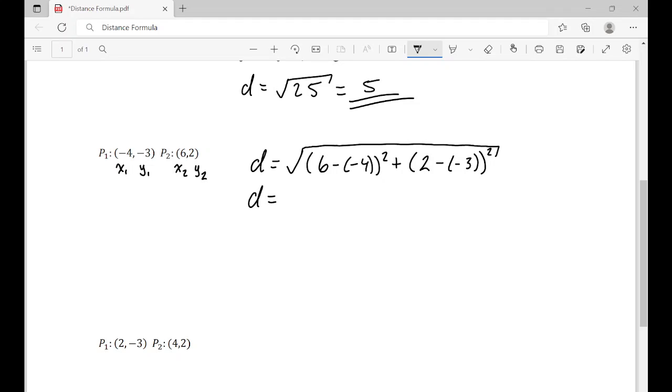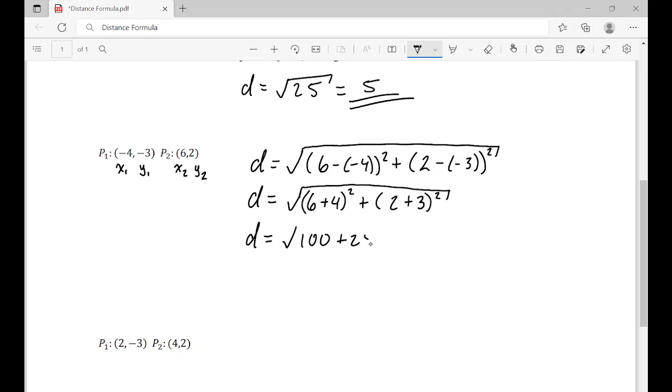And simplify it down. 6 minus a -4 is going to give me 6 plus 4 squared. And then 2 minus a -3 is going to give me 2 plus 3 squared. And now just do everything inside. 6 plus 4 is 10, and 10 squared is 100. 2 plus 3 is 5. Squared is 25.